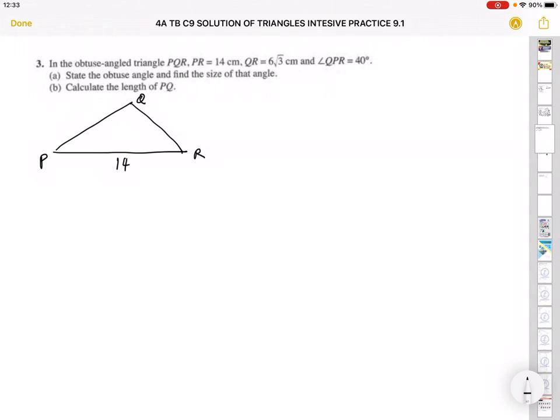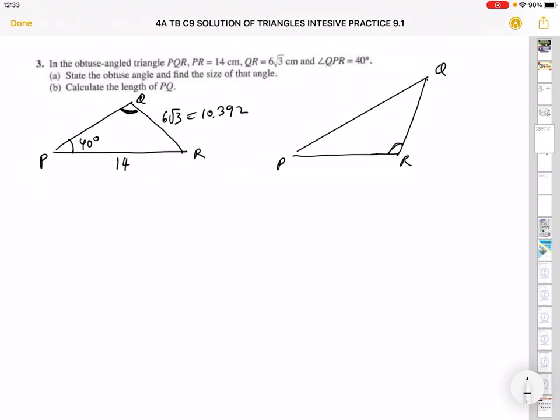This is 14, QR is 6√3. Now, one of the things you can do, when you're not sure which one is longer, which one is shorter, is type in your calculator 6√3. That will give us 10.392. So I know that PR is the longer side. But in this case, I think the textbook is trying to tell you that this is your obtuse angle. Actually, it could be another one. You can have this as an obtuse angle. It's possible. I'm not discounting the fact that R can also be obtuse.